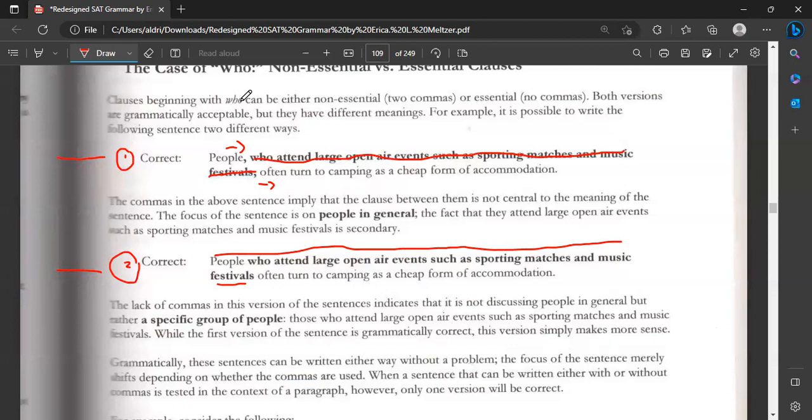So the meaning of the sentence really depends on where the commas are used. If you ever find a sentence that can be written with or without the commas, remember only one version will be correct. So you should look at the context.